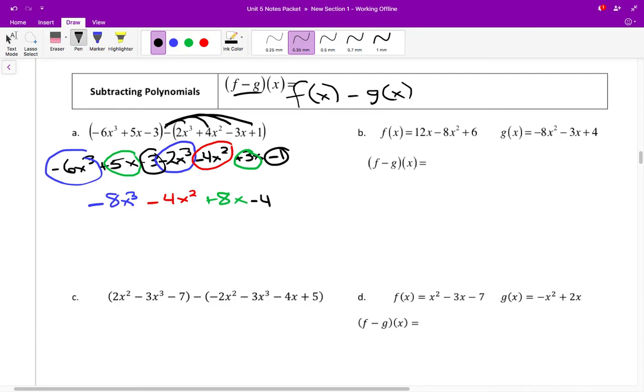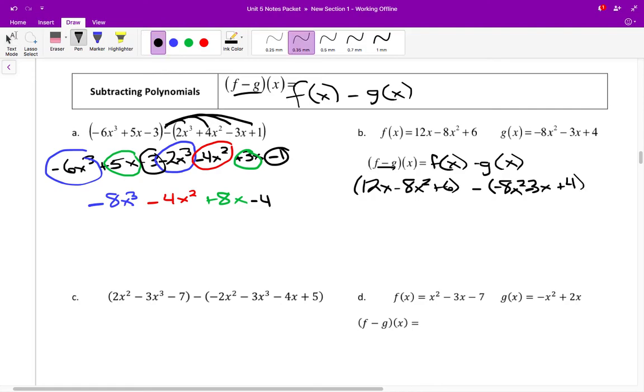All right. Part B, very, very similar. Once again, you see the notation, f minus g of x, means that it's looking for you to take f of x minus g of x. So in this case, f of x was 12x minus 8x squared plus 6. Minus g of x was a negative 8x squared minus 3x plus 4.